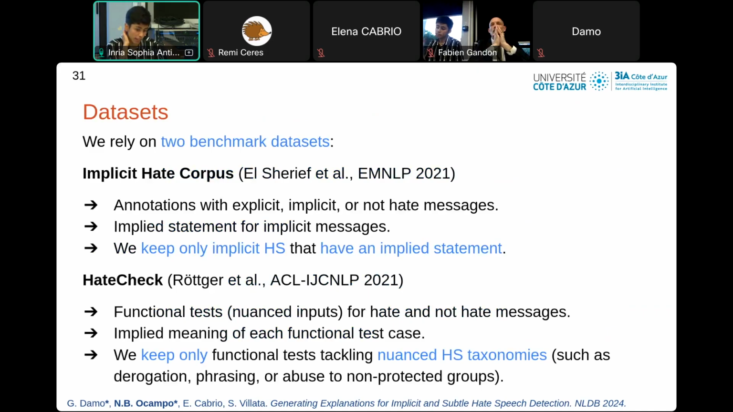For the datasets, we relied on these 2, the implicit hate corpus and the hate check. They were a bit different to the ones that we described before, just because there was a column in these datasets that consisted of the implied statement. Basically, this implied statement we use for the testing. We wanted to have what we call gold explanations. So we really needed these implied statements for making the testing. So that's the motivation for choosing these specific datasets.